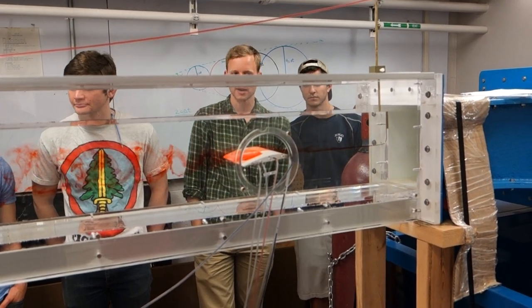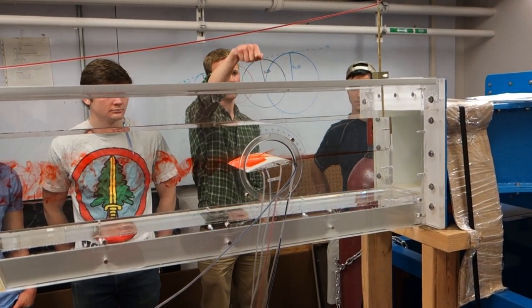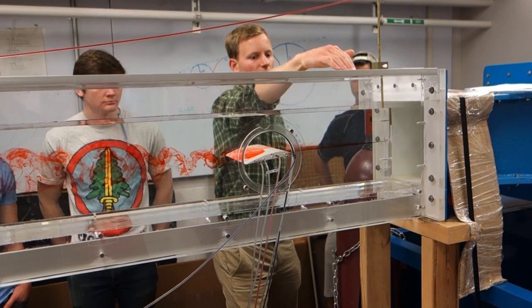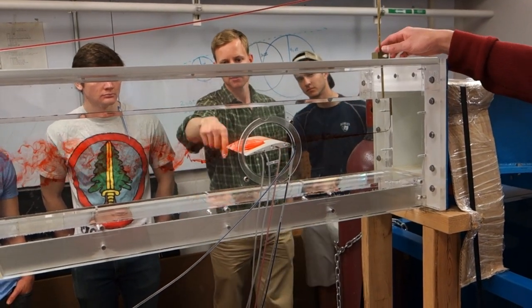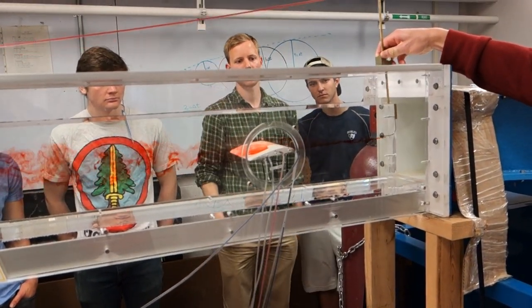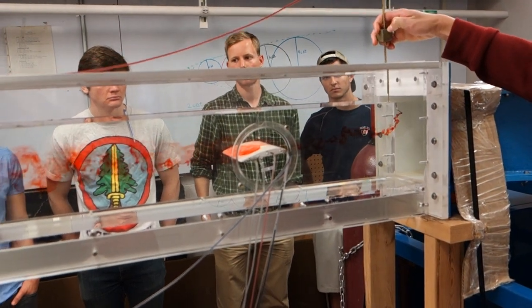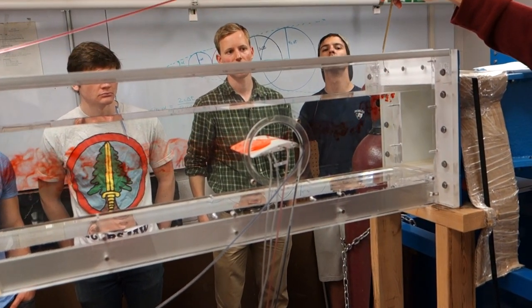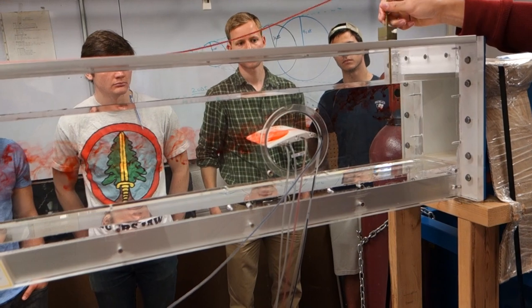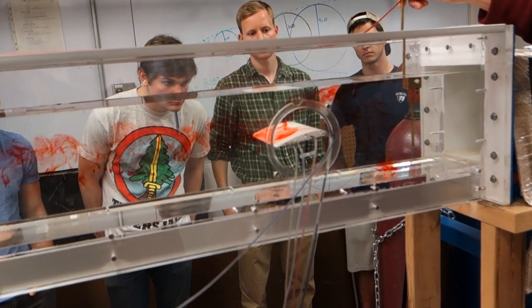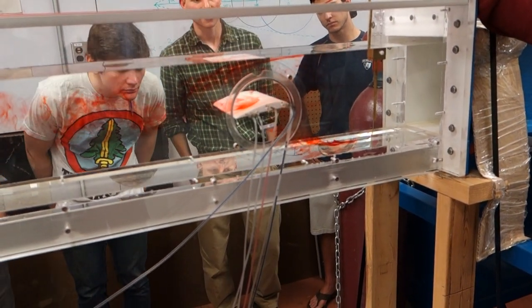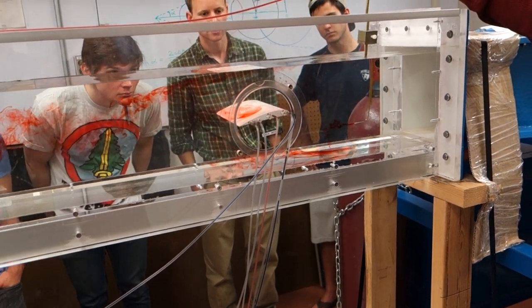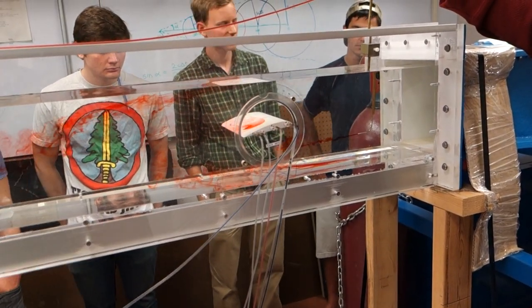Why don't we test the no-slip condition? So someone can pick that thing out of the container, out of the holder, and then stick it on the bottom of the tank and then lift it up and see if the fluid stays where it is. Take it out? Out, yeah. Okay, and then lift it up. Pretty cool. Does everyone see?